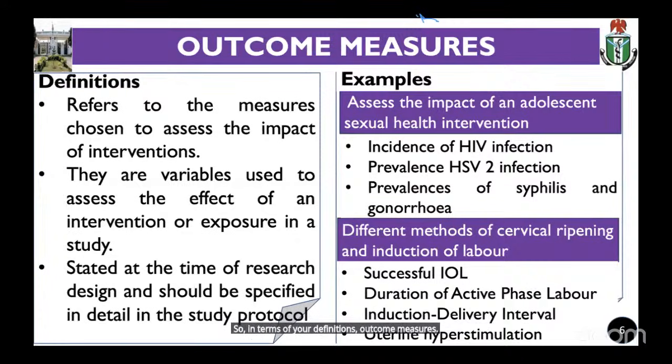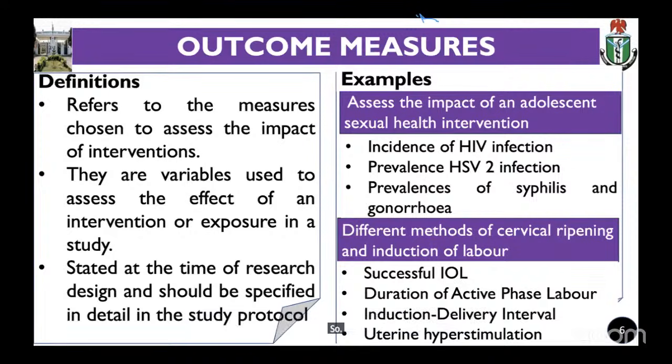are measures chosen to assess the impact of interventions. They are variables used to assess the effect of an intervention or exposure in study design. And they are often stated at the time. In fact, all the time, they should be well conceived, well stated, well known, well determined, well defined before the proposal even begins. You should know what you are out to find, because if you don't have any outcome measure, it means you will not be able to get the nature of study design you should actually put forward.